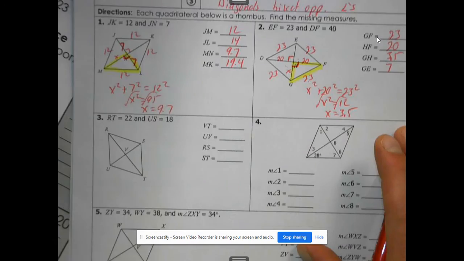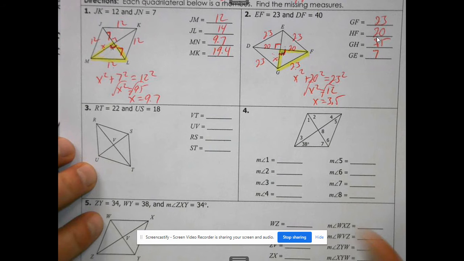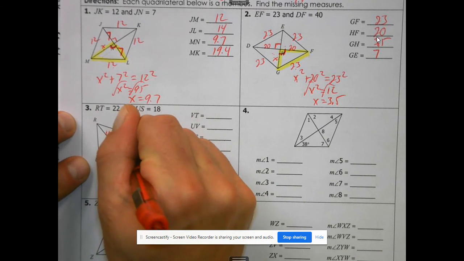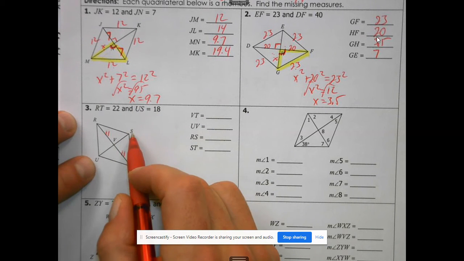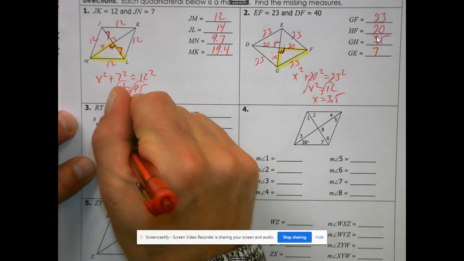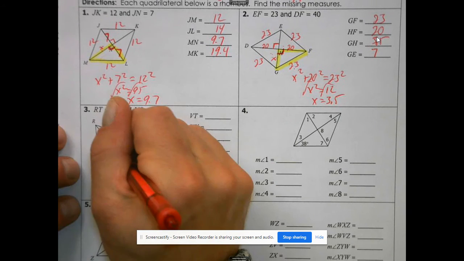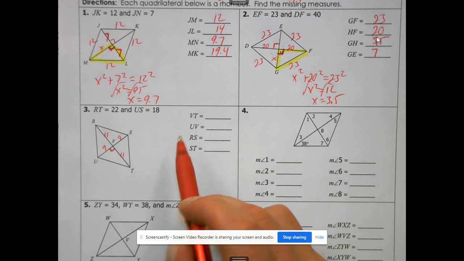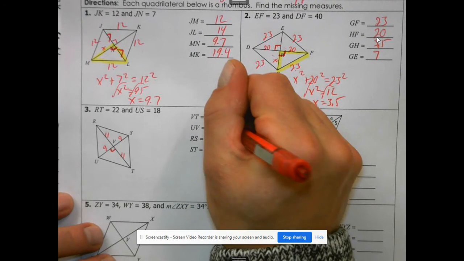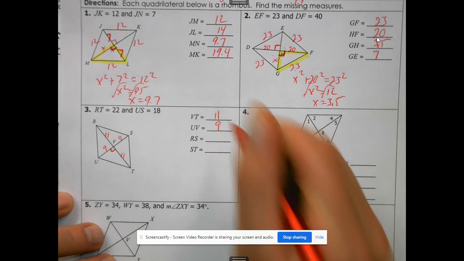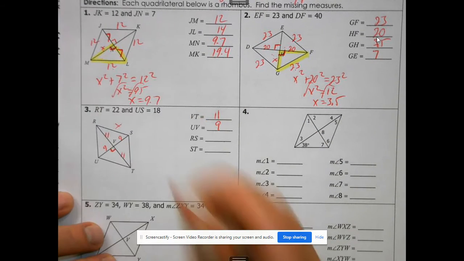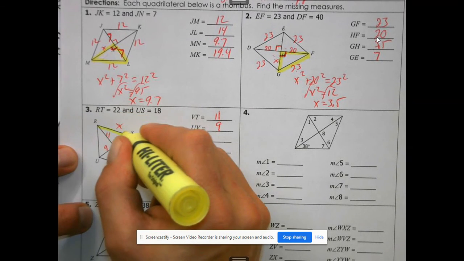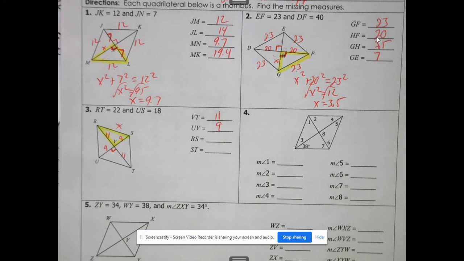Number 3. All right, R to T, this whole thing is 22, which means that's 11. That's 11. U to S is 18, which means that's 9, and that's 9. And don't forget, we always have 90s in the middle with a rhombus. All right, first question, VT, 11. UV, 9. R to S, I don't know, call it X. Once again, Pythagorean theorem, though. There's your triangle.